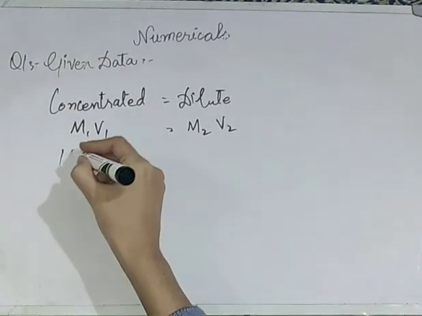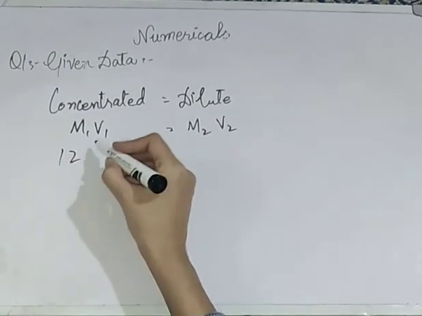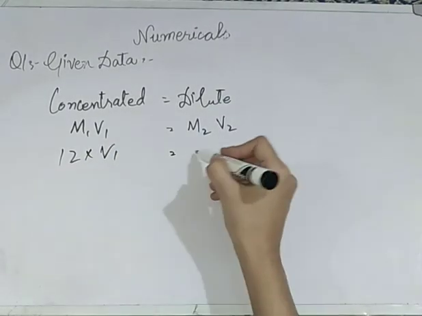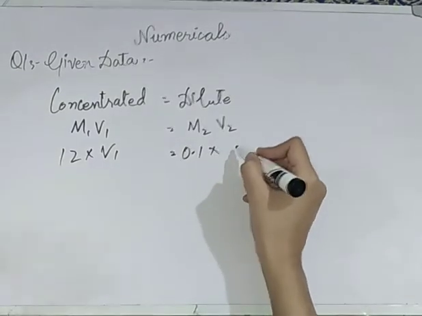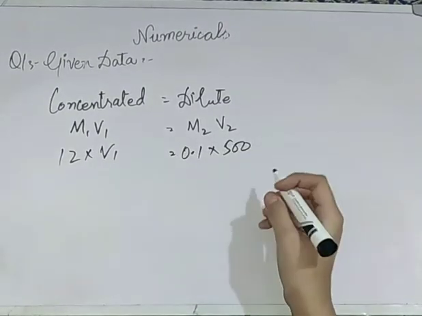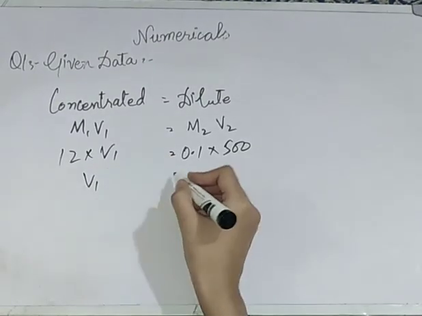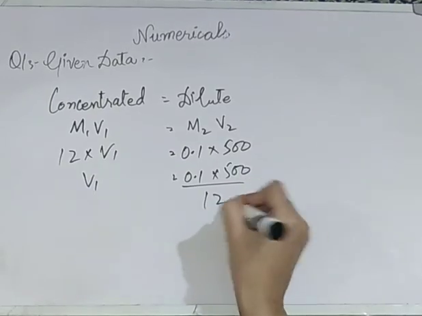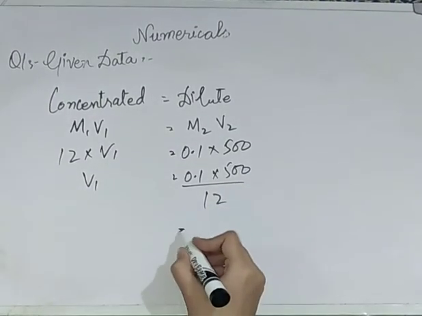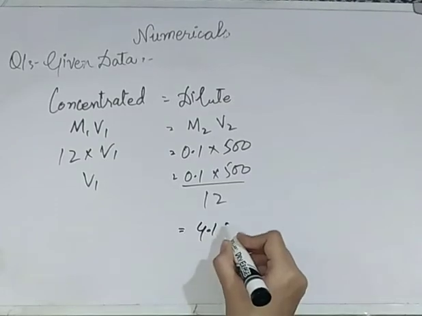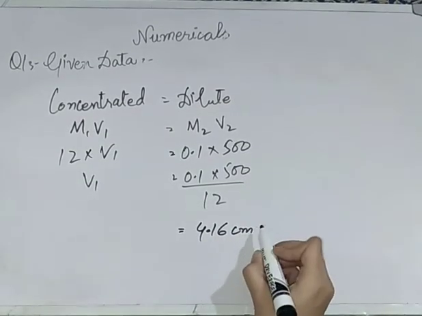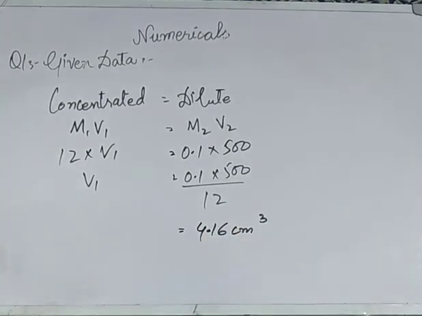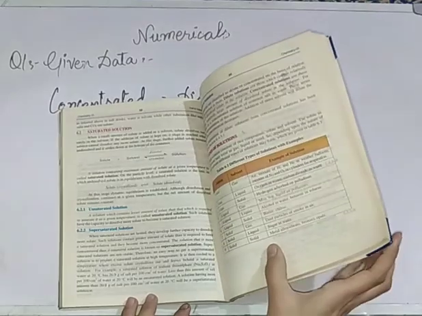M1 equals 12 molar multiplied by V1, we don't know V1. M2 is 0.1 multiplied by V2 is 500. So V1 equals 0.1 multiplied by 500 divided by 12 equals 4.16 centimeter cube. So V1 is 4.16.